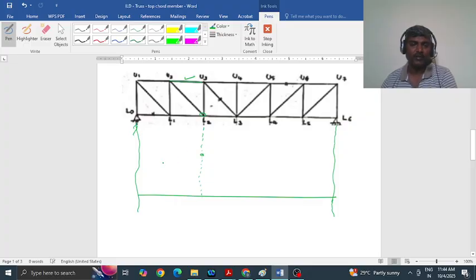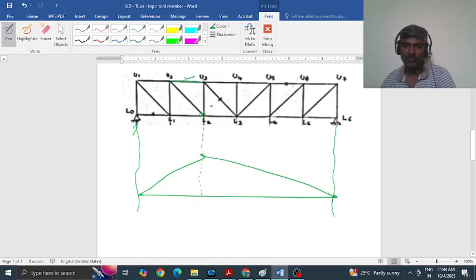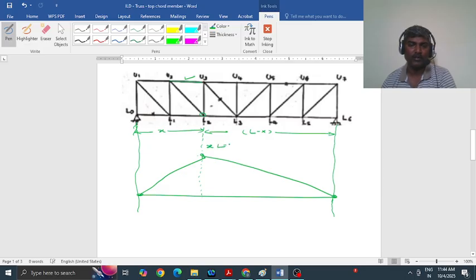There is 0 here, so just join these two points. You know how to plot the ILD for bending moment, just follow the previous lectures that I have posted on how to draw the ILD for bending moment. Now you see, if this is x, this is L minus x. So the ordinate here for the bending moment ILD is x times (L minus x) divided by L.